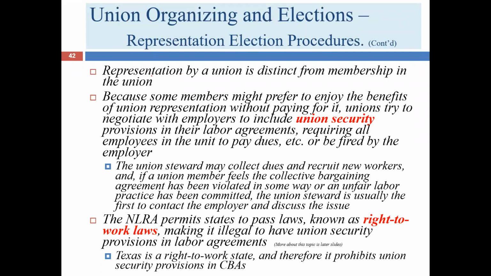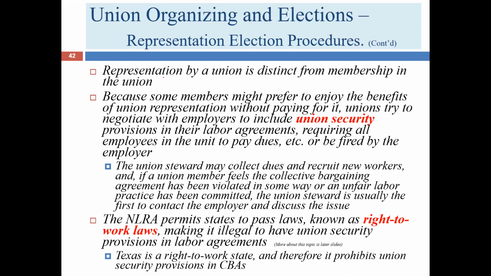So representation by a union is distinct from membership. Again, in a right to work state, you may not be a member of the union, you may not be paying union dues, you may not get a vote in union elections, but you are still represented by the union if you work in the union bargaining unit, and your employment will still be controlled by that collective bargaining agreement, a document that you had no voice in its creation.